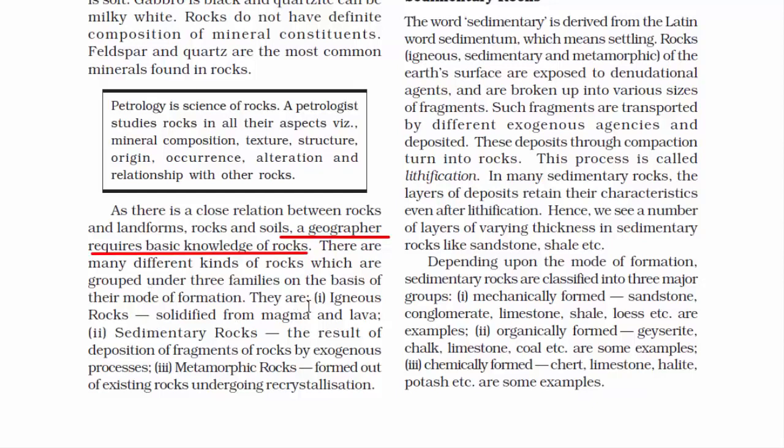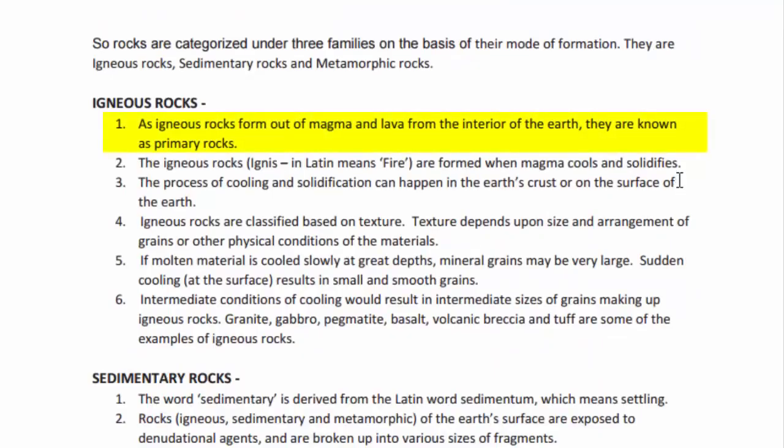So rocks are categorized under three families on the basis of the mode of formation. They are igneous rocks, sedimentary rocks, and metamorphic rocks. Let's understand each one of them. So the first one is igneous rock.